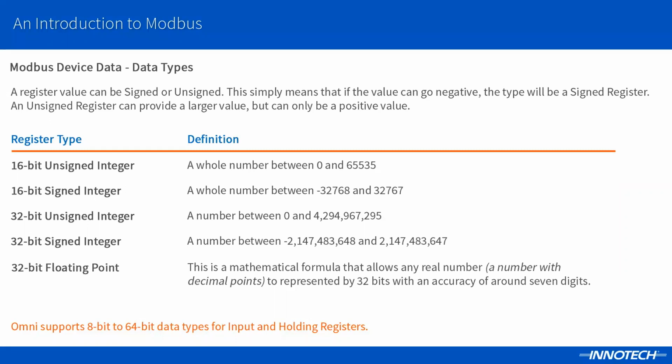A signed integer can hold a negative and positive value. An unsigned integer can only hold a positive value. Floating point registers are used when the value includes a decimal function, such as a temperature value. Sometimes these are called real values in the datasheet. Omni supports all the standard Modbus registers and length types up to 64-bit values.